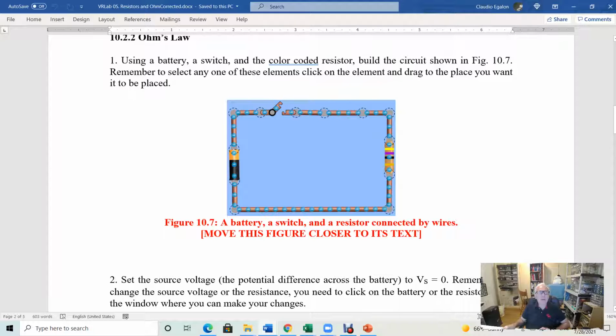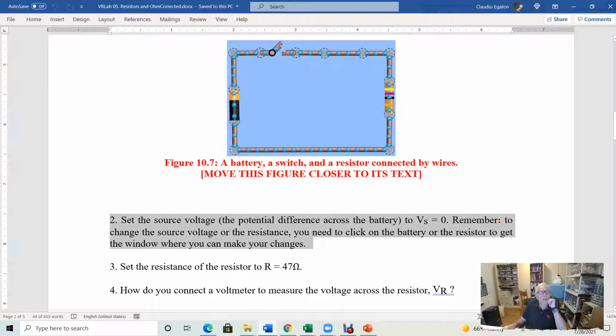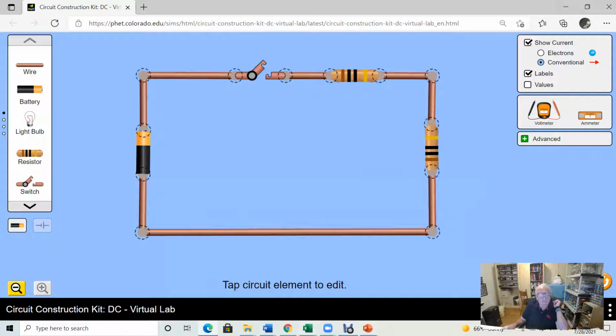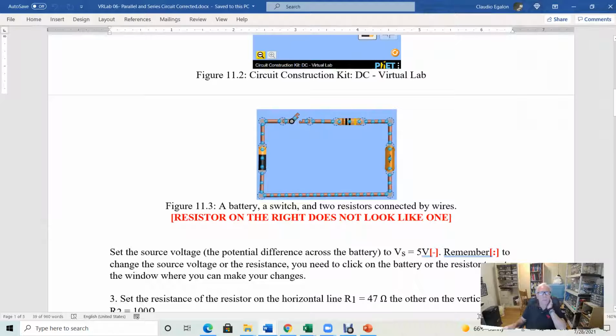Using a battery, a switch, and color-coded resistor, build the circuit in figure 10.7. Remember to select any of these elements, click on the element and drag it to place. All right, we did that already. Set the source voltage, the potential difference, first to 0, just like he did before. Oh, wait a minute, this is 5. Sorry, we want number 6. We want this one here. Here you go.